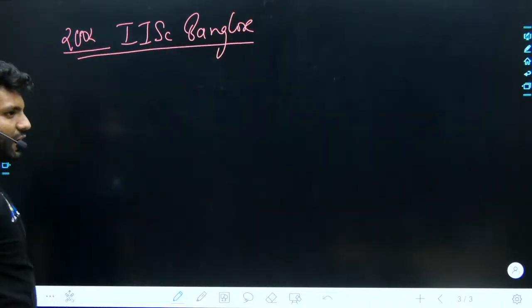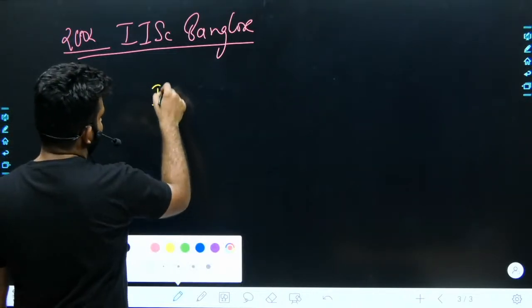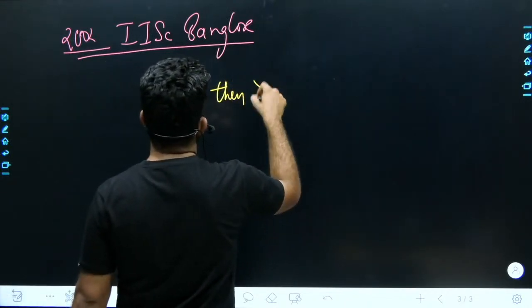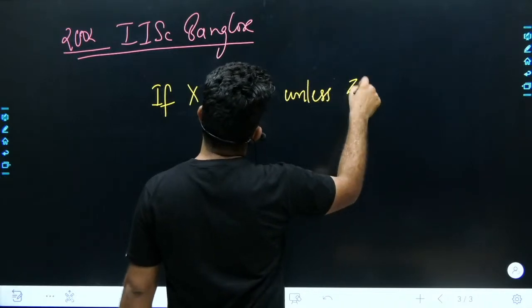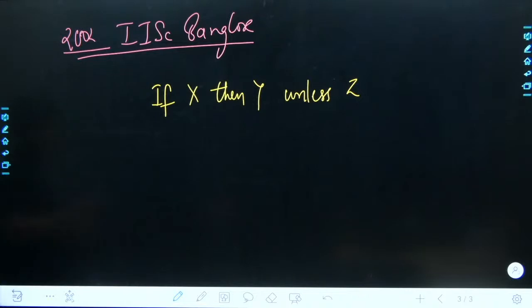What? If X, then Y, unless Z. Unless Z. Okay. This is being given to us. And then it is being asked which of the following formulas in propositional logic represents this one.